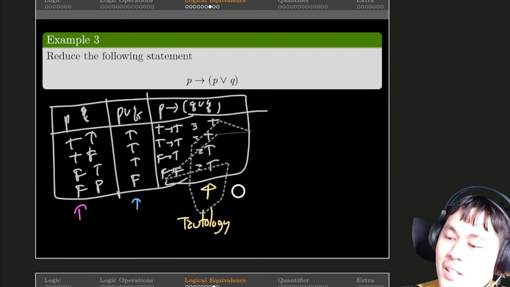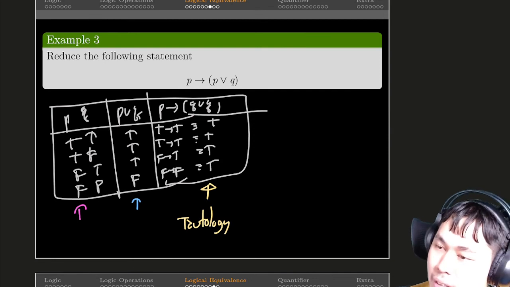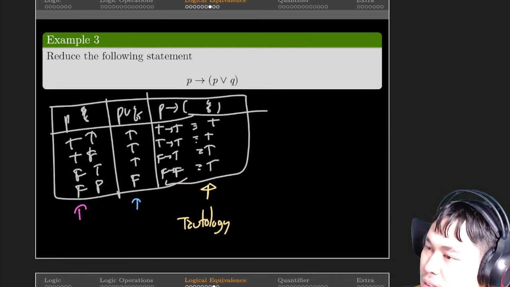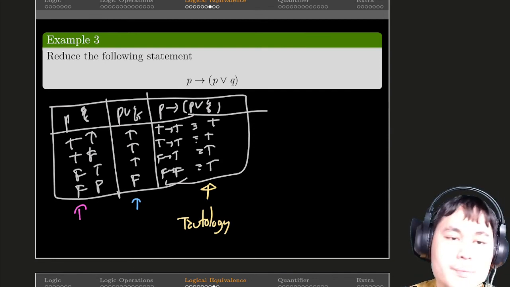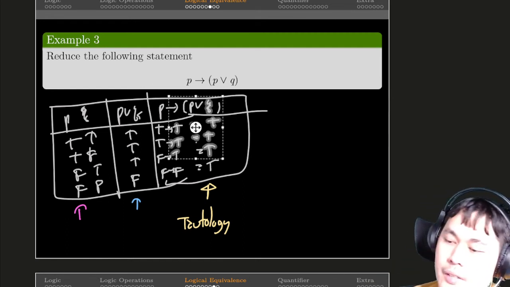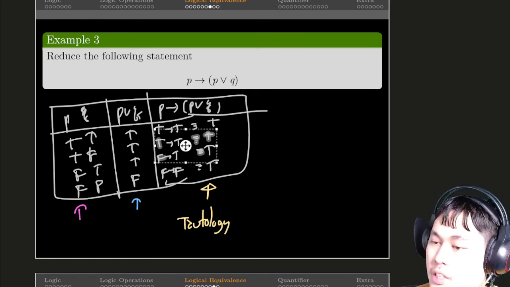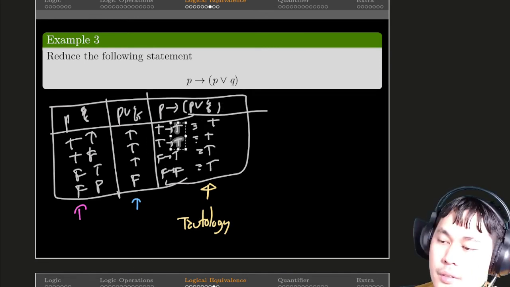But anyway, suppose we know these are all true. Sorry, this should be P, not Q, or Q. Okay, so that's one way to determine the truth value of this statement.